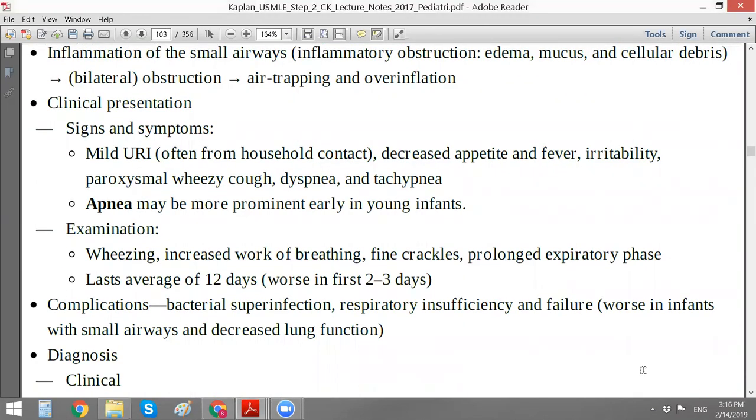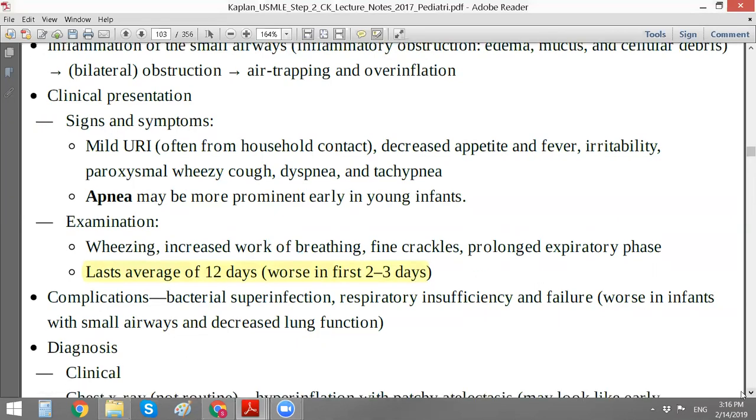Then we have the clinical presentation: mild upper respiratory infection from household contact, decreased appetite, fever, irritability, paroxysmal cough, dyspnea, tachypnea, and apnea more prominent early in young infants. Then wheezing, increased work of breathing, fine crackles, and a prolonged expiratory phase because there's some air trapping happening here. Lasts an average of 12 days, worse in the first 2 to 3 days, but it will ultimately go away. Complications include bacterial superinfection and respiratory insufficiency or failure.